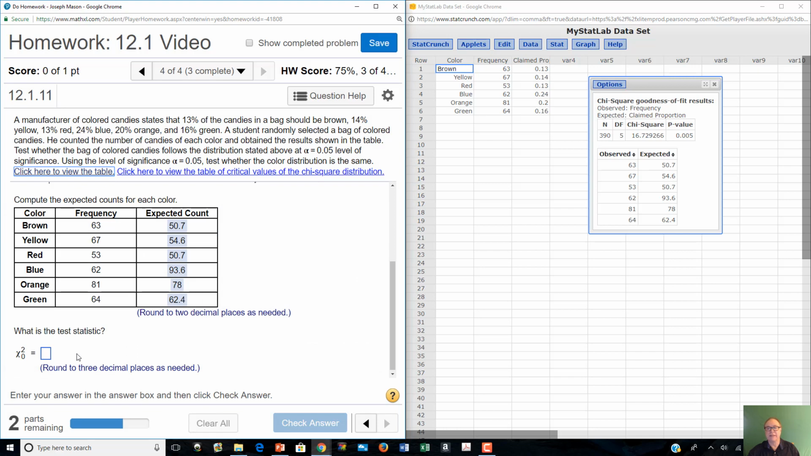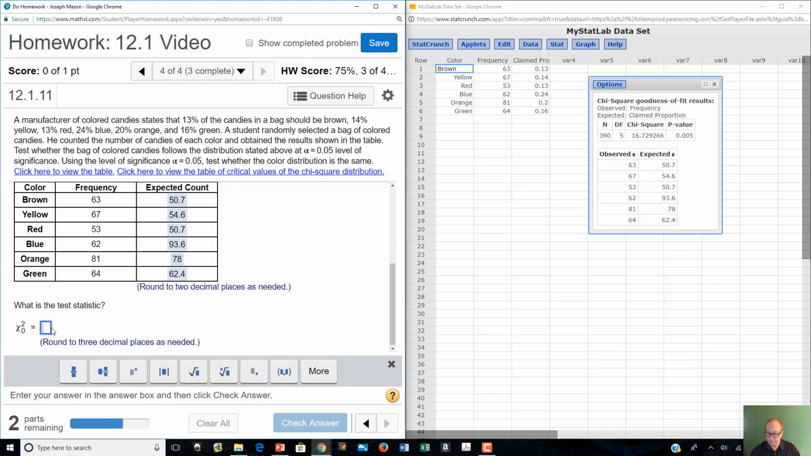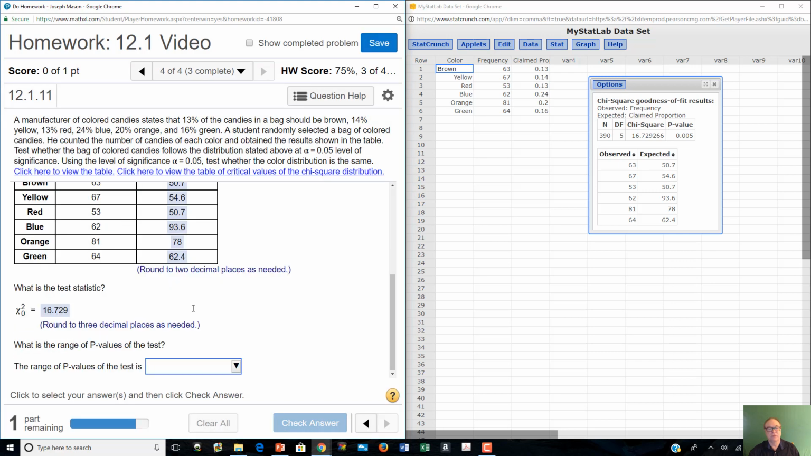Now, the next thing, the test statistic. Well, we go back over here to what we were in. The test statistic here is going to be 16.729266, and we want 3 decimal places. So 16.729. And we go on. What is the range of the p-values of the test? Again, they want the range. So the p-value is 0.005.